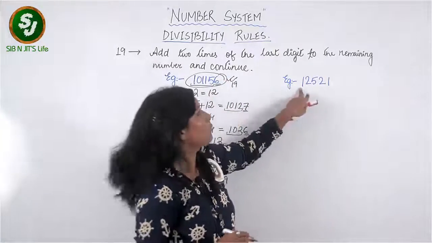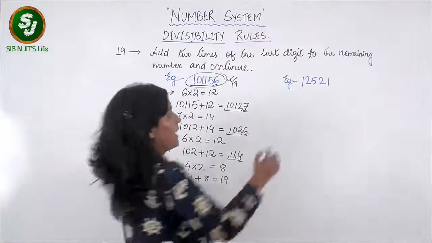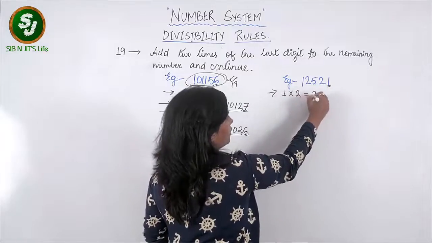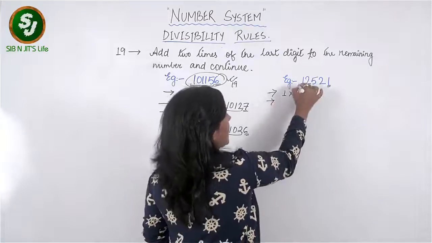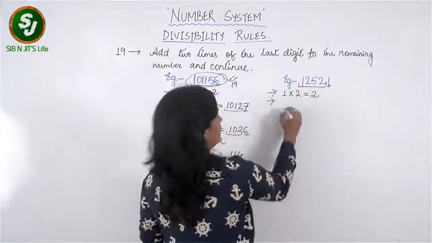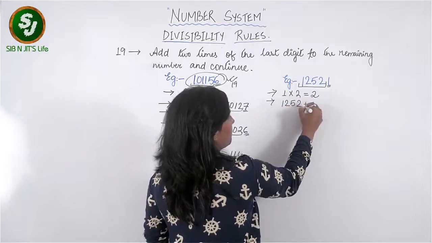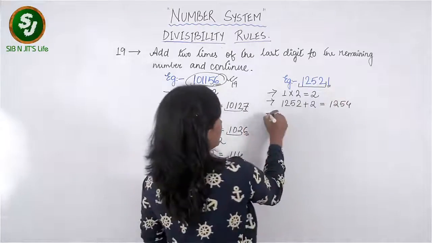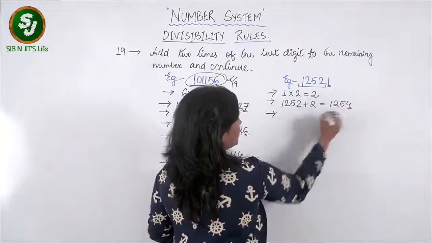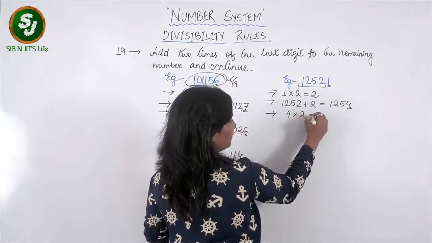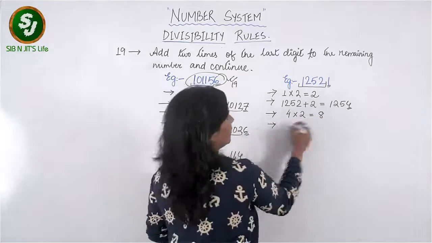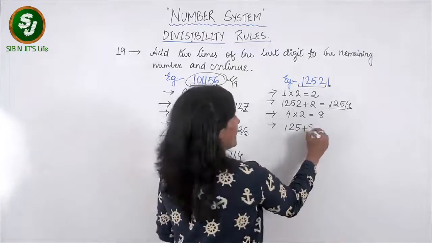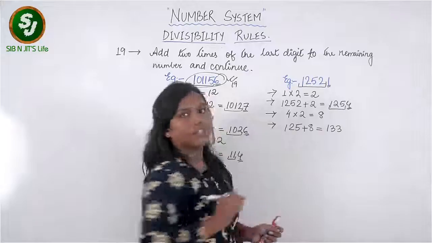Moving on to the next example, 12521, the same procedure will apply. What is the last digit? 1 times 2, which is 2. The next step is to add it to the remaining number. The remaining number is 1252 plus the product, which is 2, and the answer is 1254. Okay, repeat this process. The unit digit is 4 times 2, which is 8. Take the remaining digits, that is 125, plus the product, which is 8. It is giving us 133.